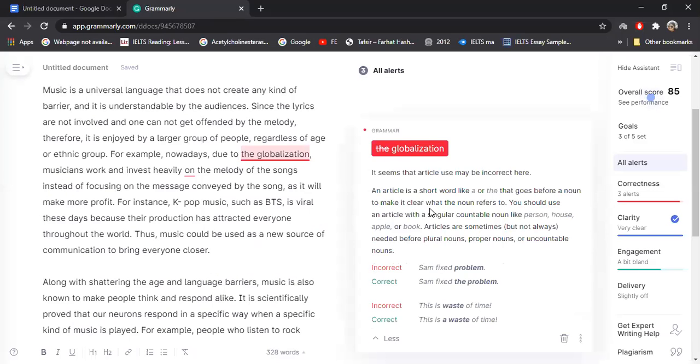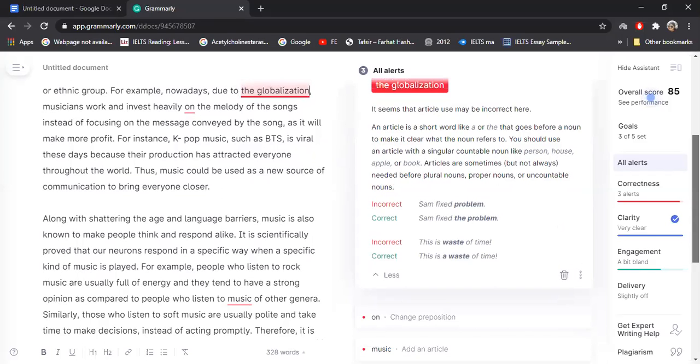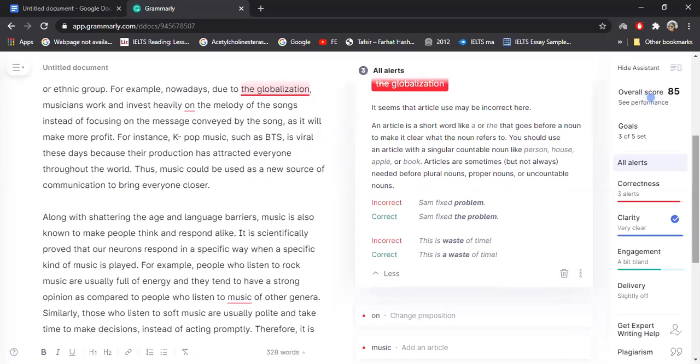Why? Okay. So they're saying an article is a short word like I and the, we know that. Before a noun, to make it clear what the noun refers to, you should use an article with singular countable nouns like person, house, apple, book. Articles are sometimes needed before plural nouns. Sam fixed the problem. This is a waste of time.